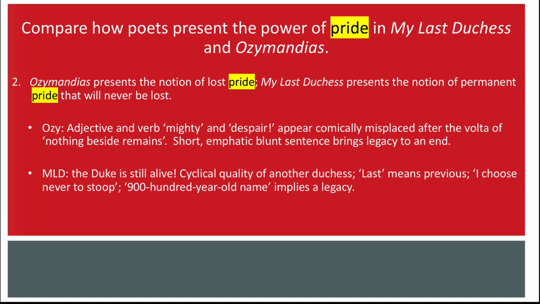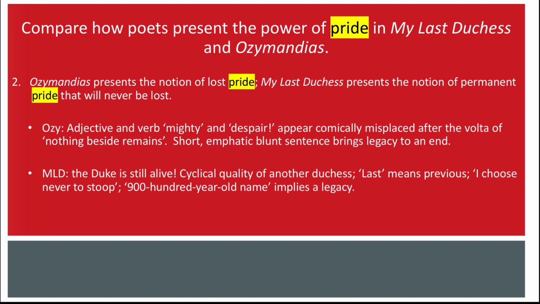This volta provides a short, emphatic, blunt sentence which brings this big crescendo of a legacy to an end. That I'm suggesting in this paragraph is slightly different to My Last Duchess, where, of course, the Duke of Ferrara is still alive when he recounts his tale of pride and his tale of power, quite unlike Ozymandias, who would have died many years before the antique traveller came across him.